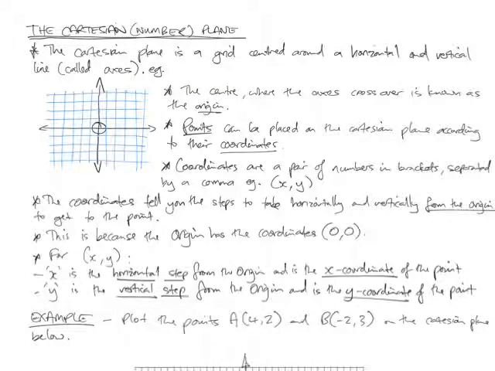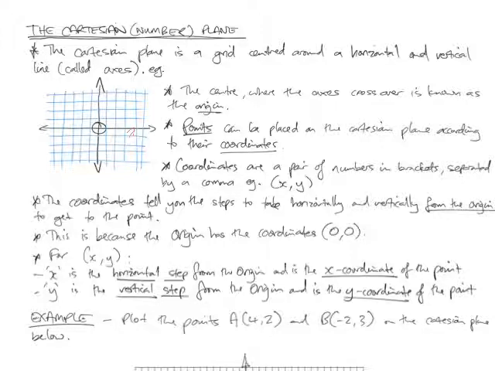Just wanted to do a video on the Cartesian plane, otherwise known as the number plane. The Cartesian plane is a grid that's centered around a horizontal and vertical line. They go on forever. They're called axes. So this is an example of what a Cartesian plane might look like.